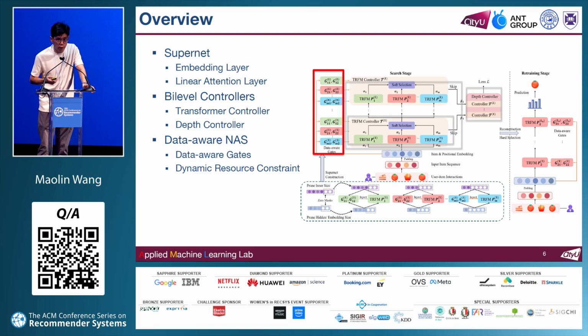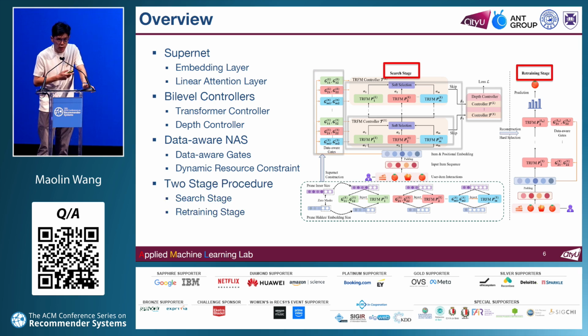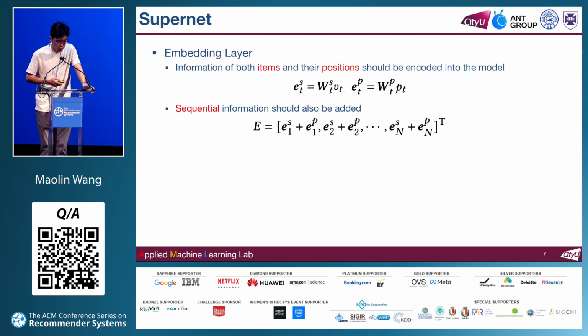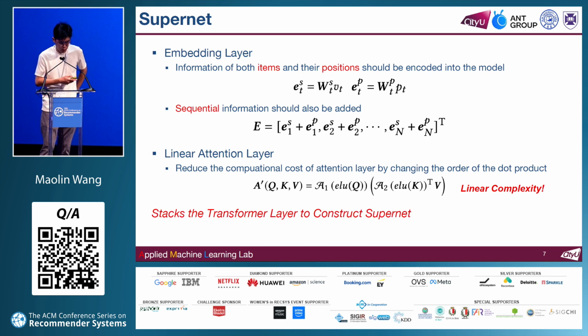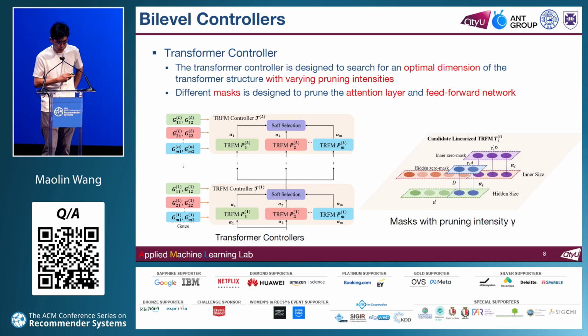Overall, we have 3 different components: SuperNet, bi-level controllers, and data-aware NAS. And we use a 2-stage process to train our model. So first, we embed items and their position information into representations. And we use a linear attention layer to reduce the computational cost of attention layers. Then we stack the transformer layers to construct the SuperNet.